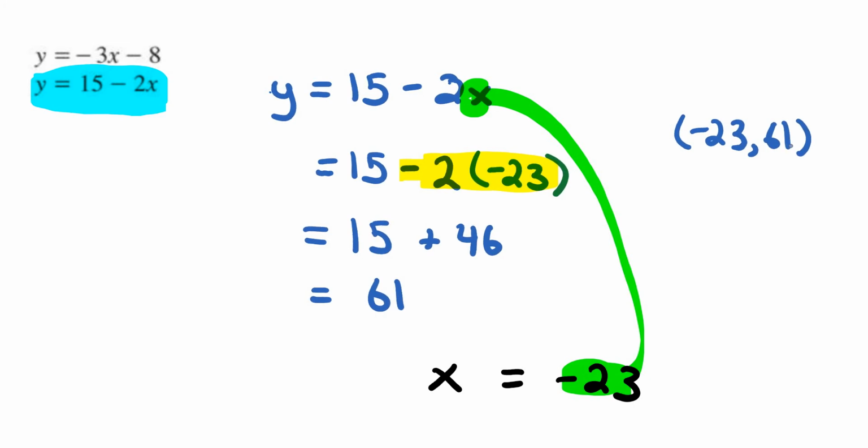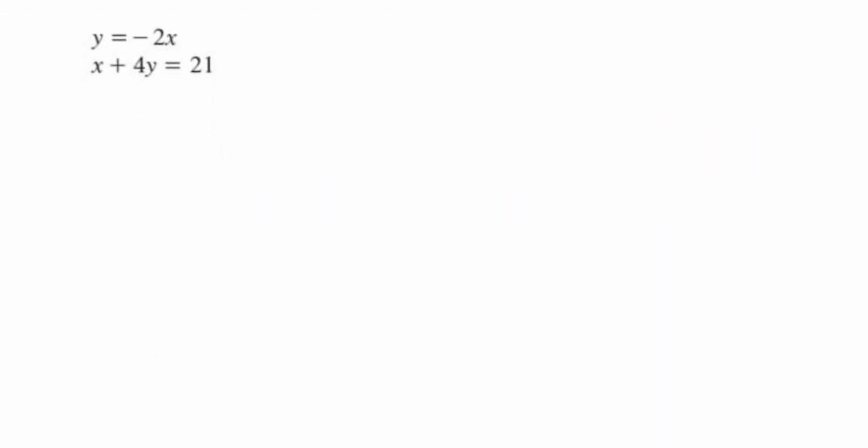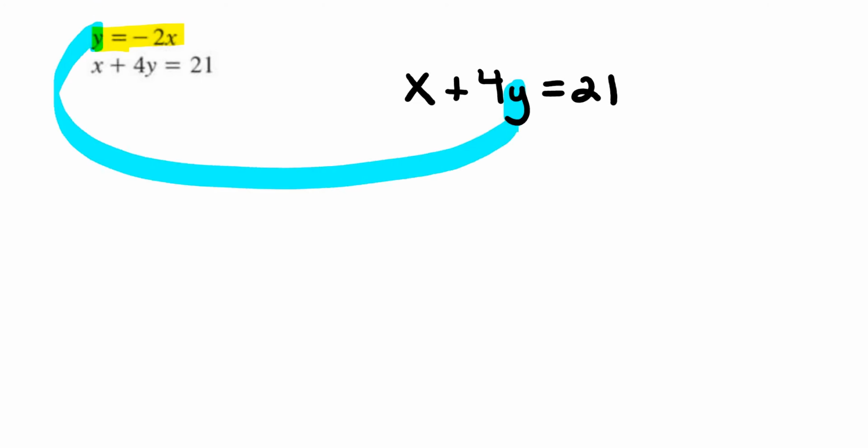Okay, let's move on to the next set of homework questions here. Let's move on to this one here. Okay, I got y equals negative 2x, and on the second equation, I have x plus 4y. So I recommend keeping this line here, and let's just rewrite the second equation over here on the side. So I have x plus 4y equals 21, and then ask yourself, what does this y equal? Well, this y equals that y, so we're going to take this negative 2x and replace that y right there.